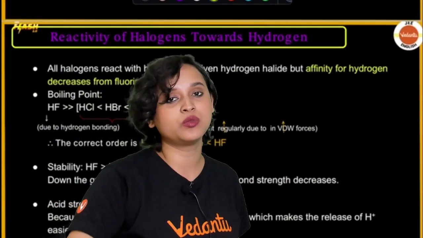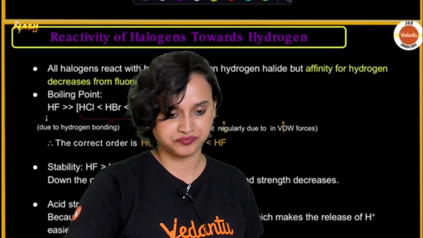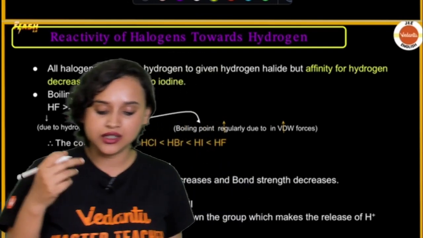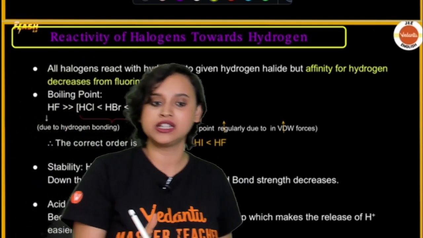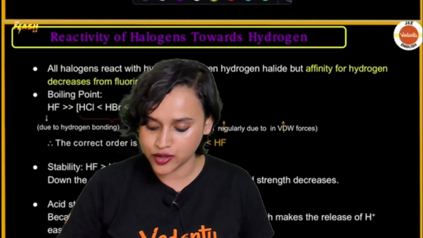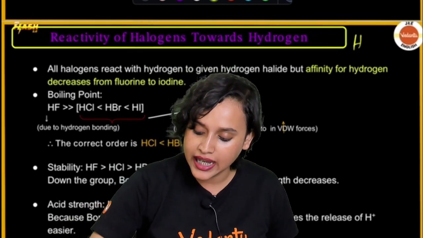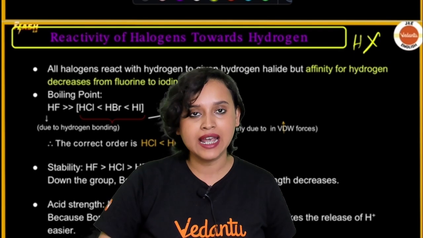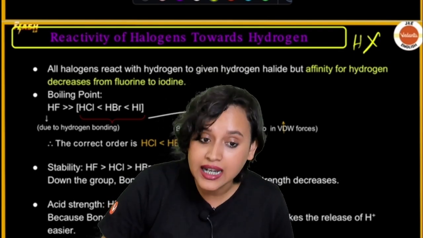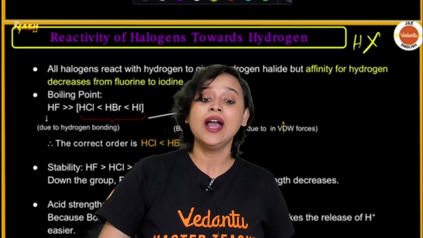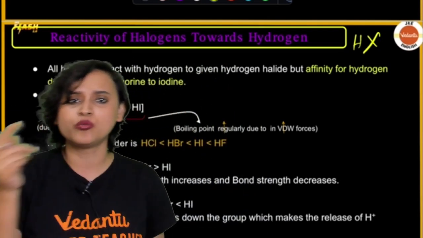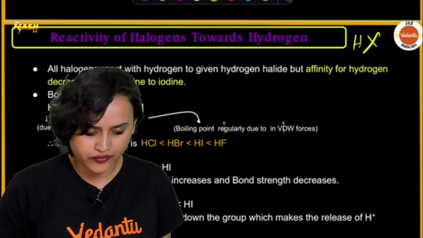Reactivity of halogen towards hydrogen. This is important. This whole halogen family, when it reacts with hydrogen, forms HX, right? It forms hydrogen halides, like HF, HCl, HBr, HI, and when they react with water, you get hydrochloric acid, hydrobromic acid, all of that sort, right?